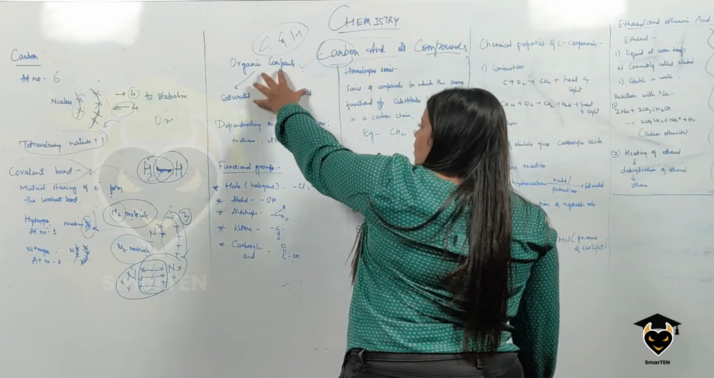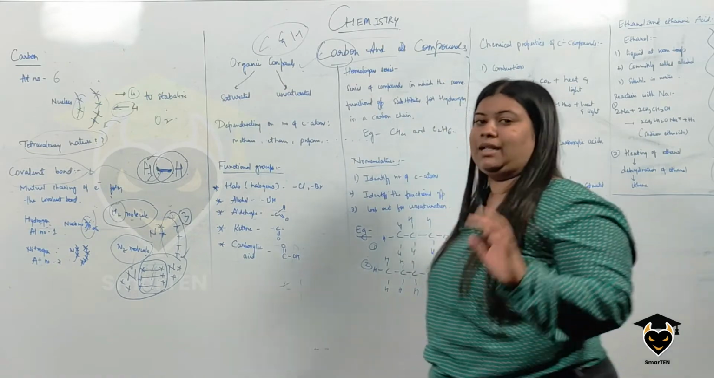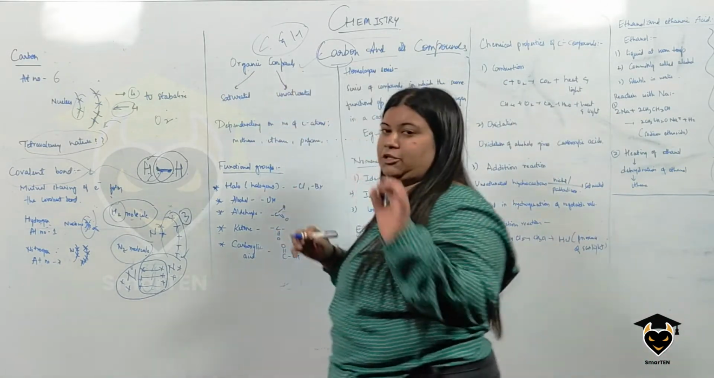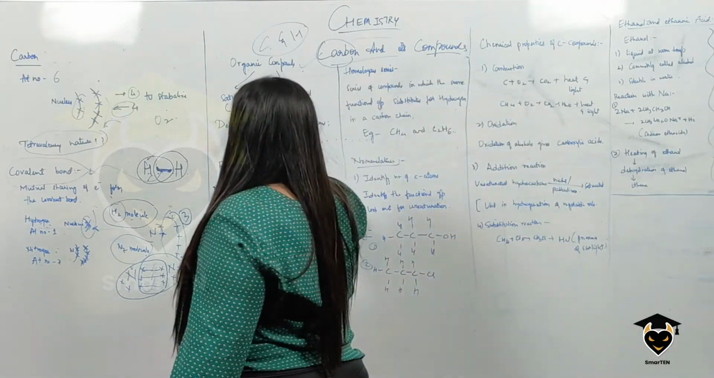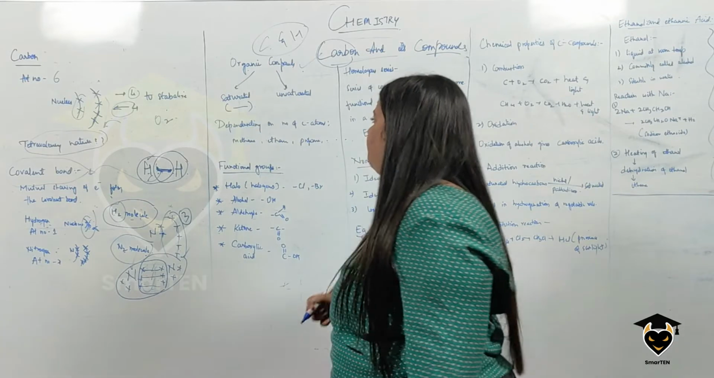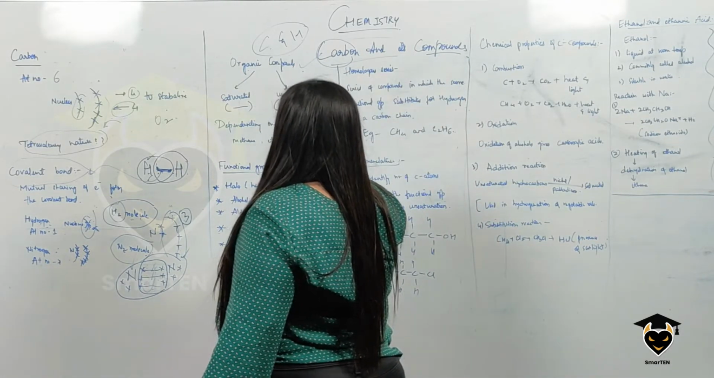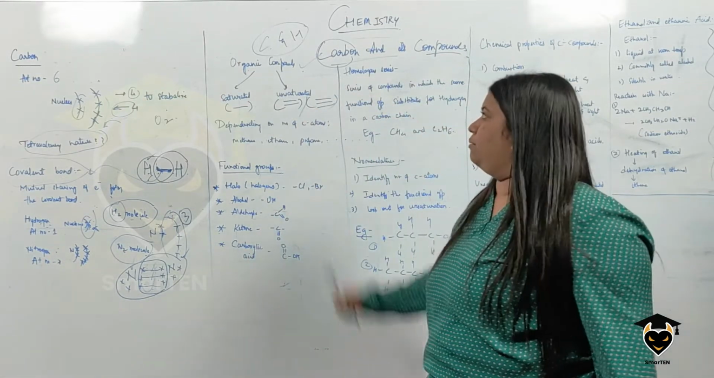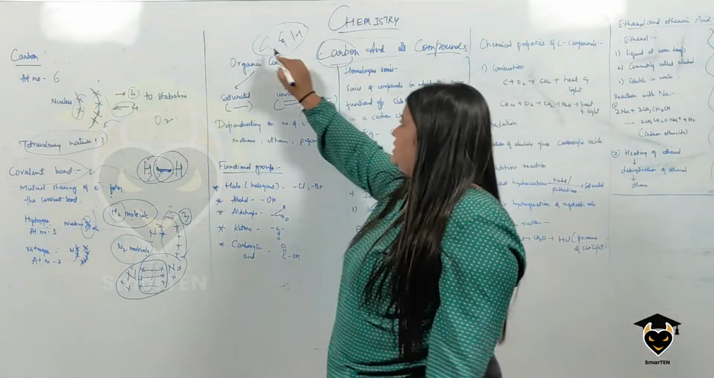Now, your organic compounds can be classified into saturated and unsaturated depending upon the kind of bond. Saturated organic compounds are simply those which have single bonds between the atoms, whereas unsaturated compounds are those which have double or triple bonds between the atoms.